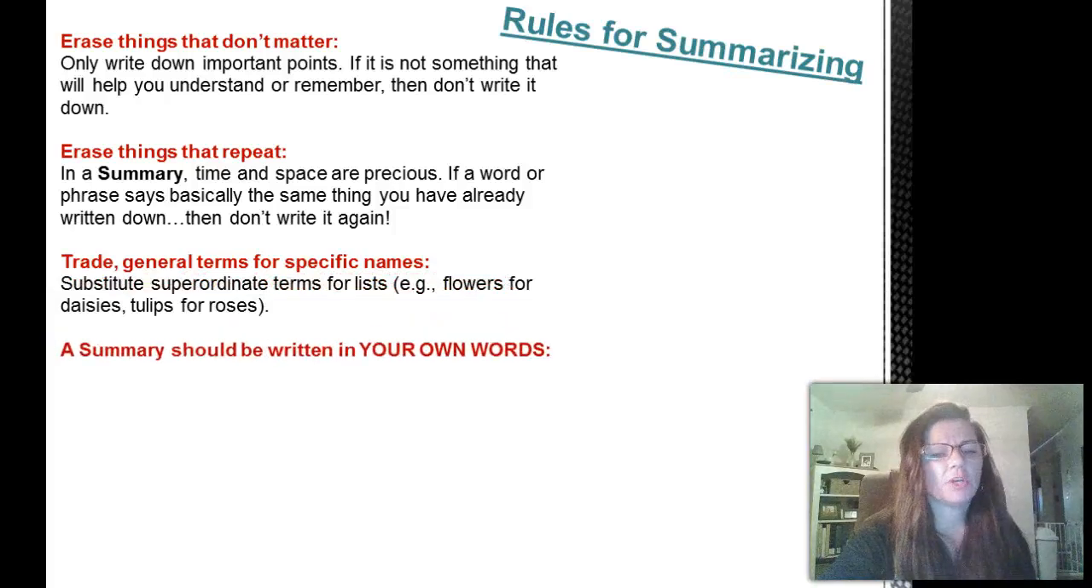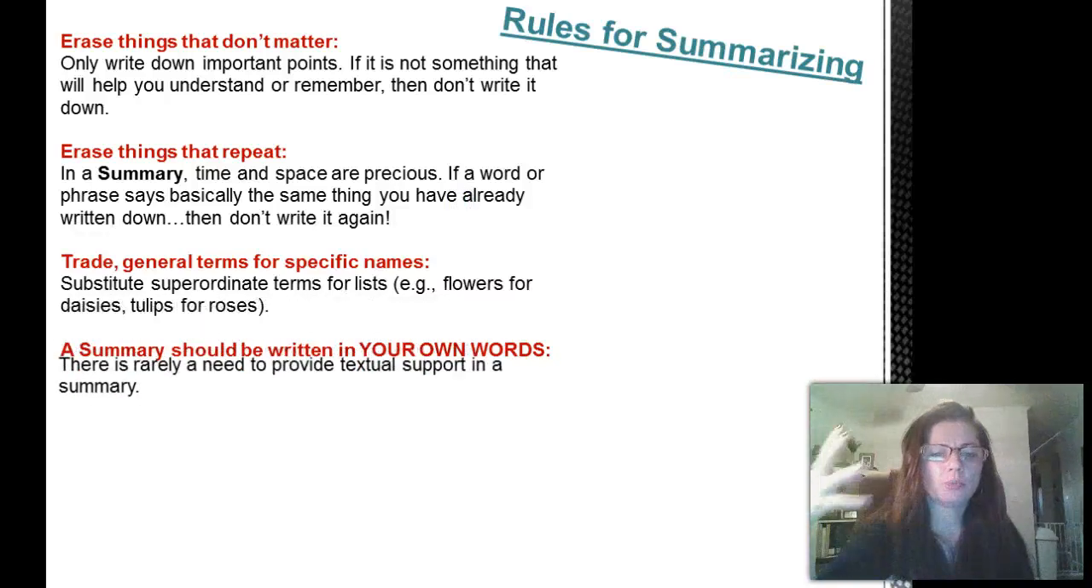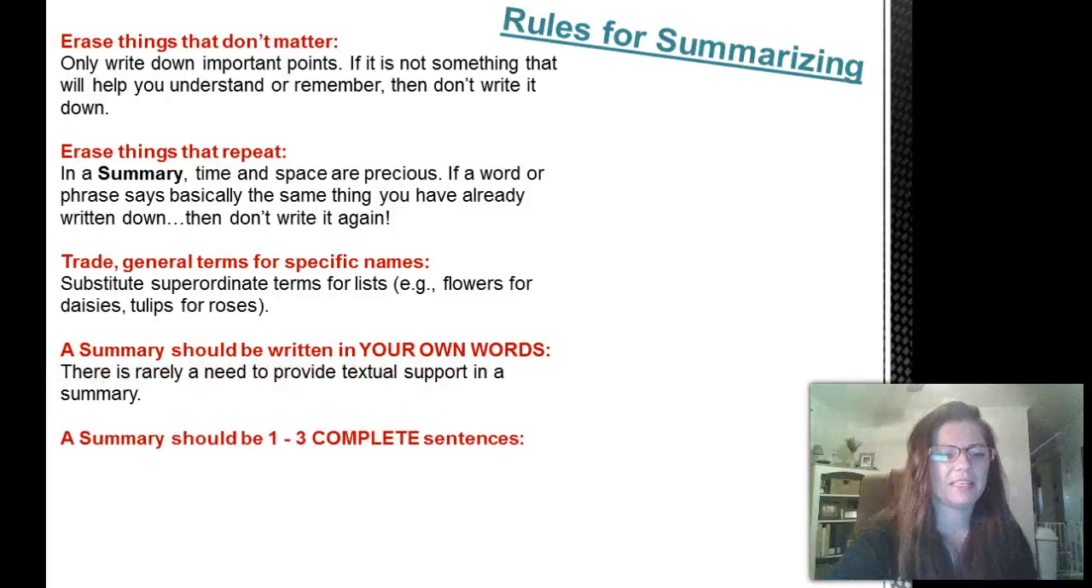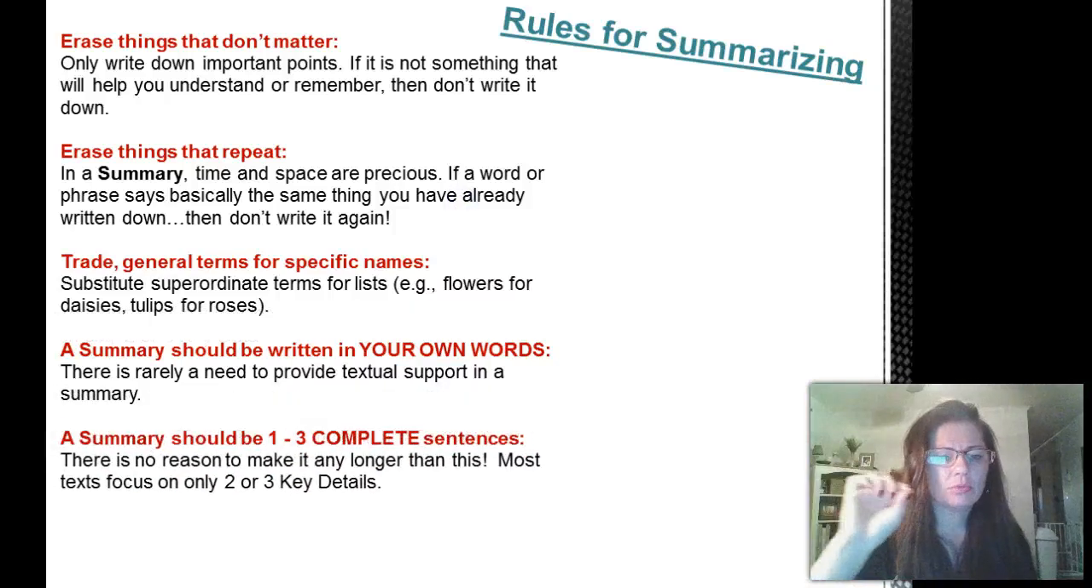A summary should be written in your own words. Very important that you do this. There's not even any reason that you need to provide textual support, which you probably all like to hear. A summary should be 1 to 3 complete sentences. Okay, complete sentences. Do not give me 2 words. There's no reason to make it any longer than this. Most texts focus on only 2 or 3 key details.